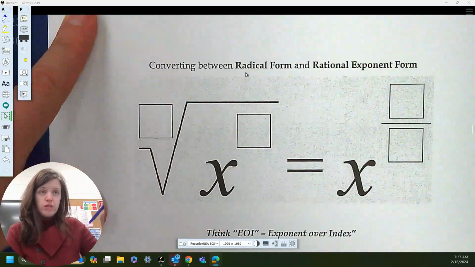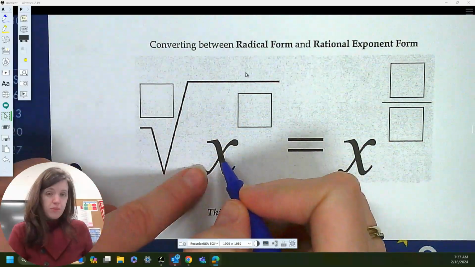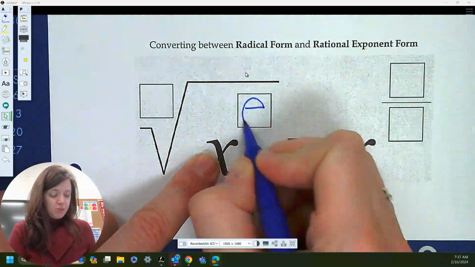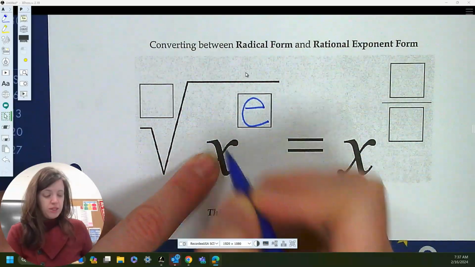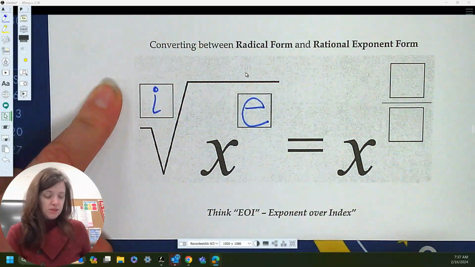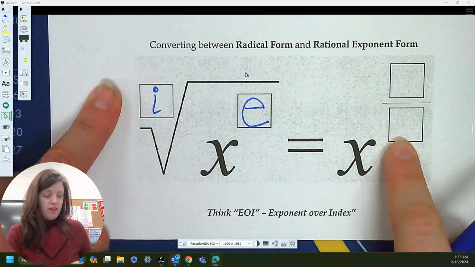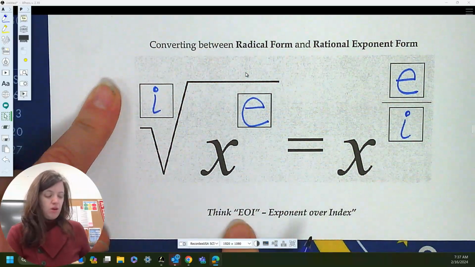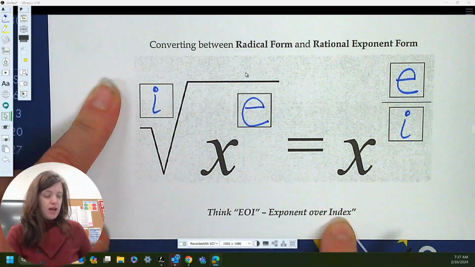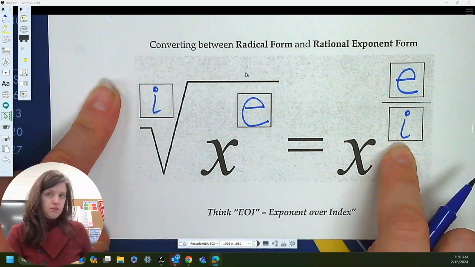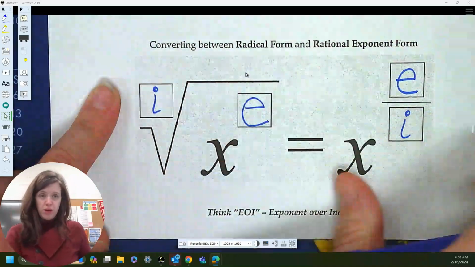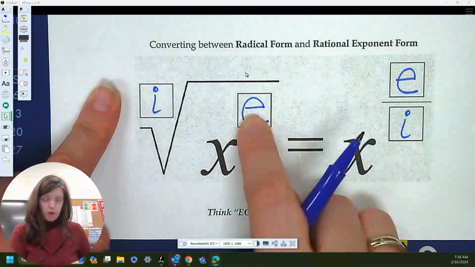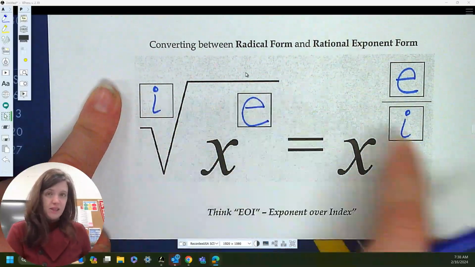So converting radical form to exponent form, what did we just say? Here's the base, the radicand under the radical. And up here we have an exponent. I'm going to use E to represent exponent and I to represent index. So when we go to the fraction form, the exponent is over the index. So think EOI, exponent over index. And if you can remember that, then going backwards should also be possible: the exponent on top goes in the place where the exponent goes on this base, and the index is here.